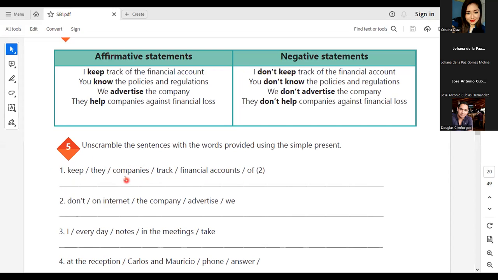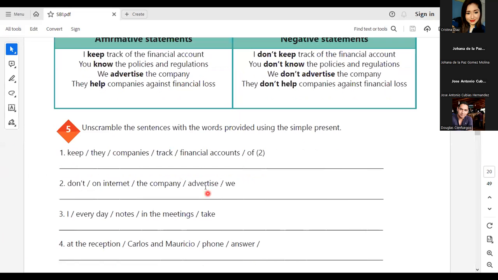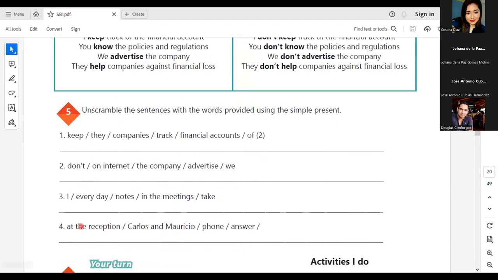So the number two, and that's Japanese. It's two words of. Okay. Significa que lo vamos a usar dos veces, right? Financial accounts of companies. Of financial accounts of companies, right? Entonces, de eso tratamos. Vamos a hacerlo, traten de hacerlo de forma individual y luego lo vamos a comparar, okay?